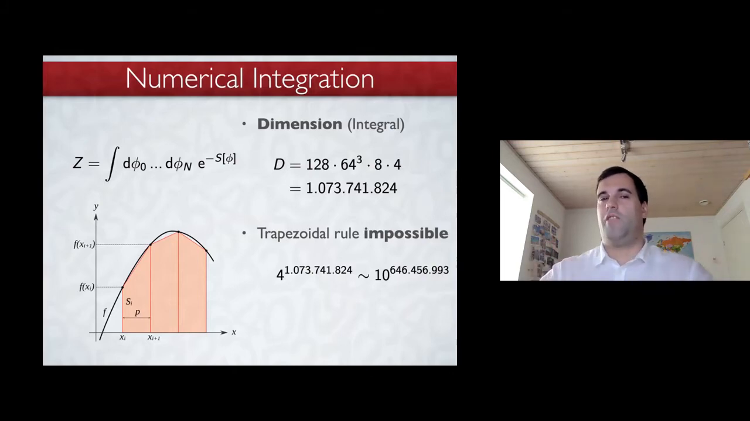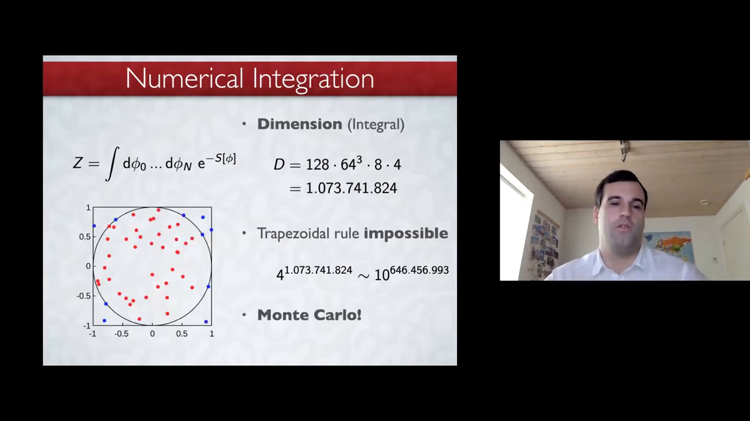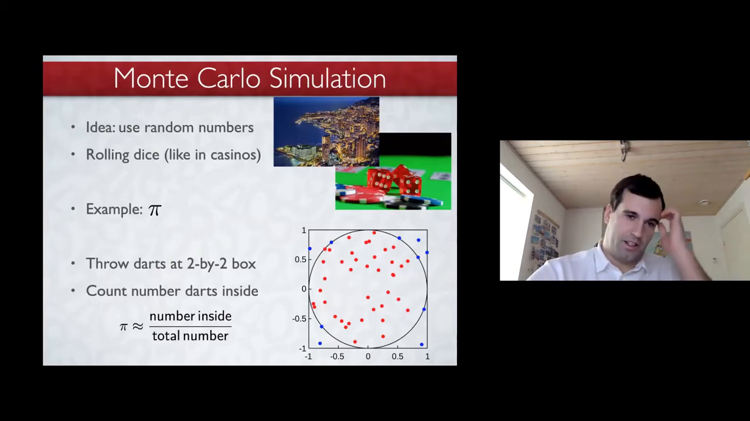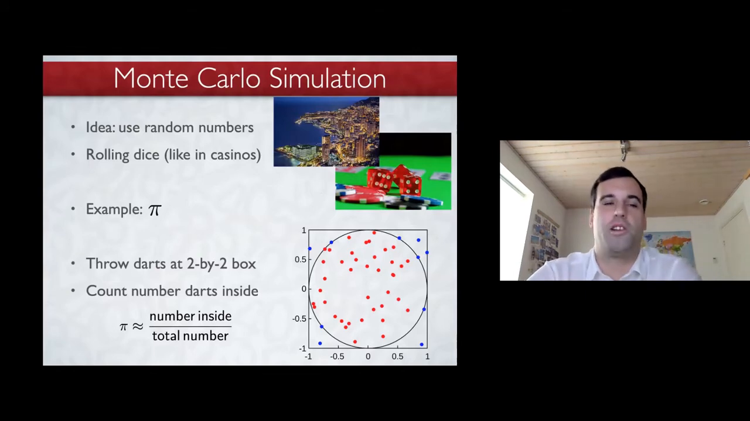So we are still struggling with these high dimensional integrals, and the usual or simple approaches are not working. Luckily there's a way to deal with this, and this is known as Monte Carlo integration. What Monte Carlo indicates here is that we use random numbers, like you do in a casino, rolling dice. There's a picture of the city of Monte Carlo, which this method is named after, and of course some dice in a casino. Let me give you a small example.